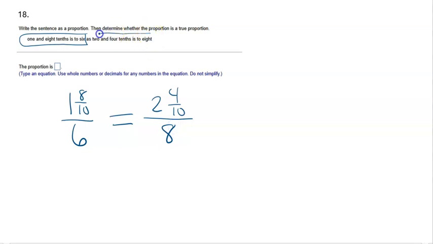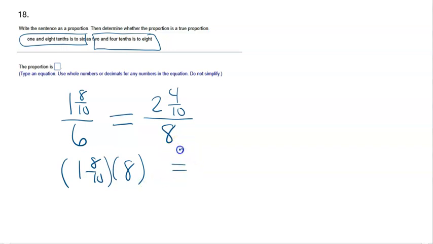So that's a lot to take in word form like that. So this is 1 8/10 is to 6. You notice it is a ratio with the equals in the middle, so that's a ratio as, that's our equals, 2 4/10 is to 8. Now we're supposed to cross multiply or find the cross product. So I'm going to write that down. 1 8/10 times 8, is that really equal to 6 times 2 4/10?